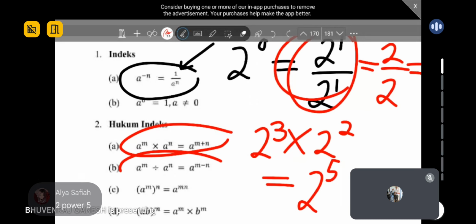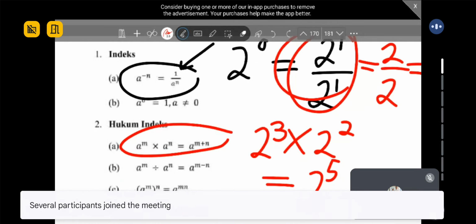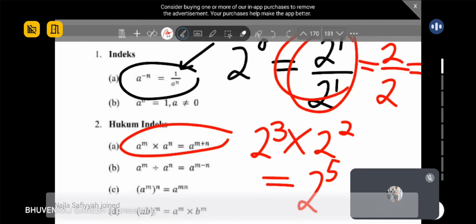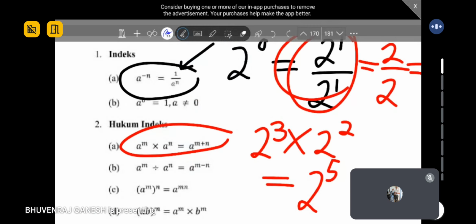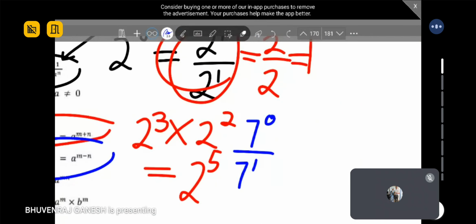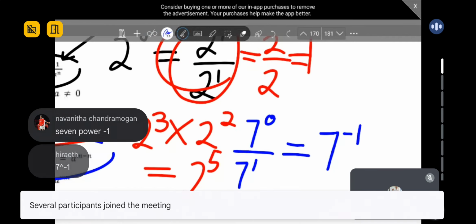Okay, then the second rule is if you divide two number of same base. Okay, kamu bahagi dua nombor yang asal sama, kuasa kena tolak. Okay, power you must minus. Okay, so I give you another example. Okay, let's say 7 power 0 over 7 power 1. May I know what is the answer, guys? Apa jawapan dia dalam bentuk index? Yes. Okay, 7 power negative 1.